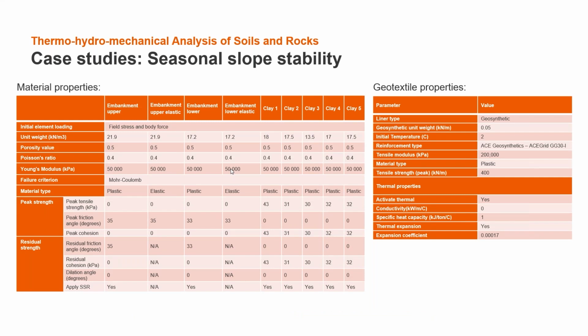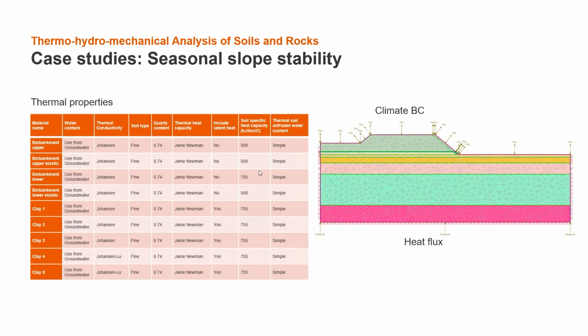And here are the materials used in the simulation, and it's quite simple. There's nothing fancy, just a regular Mohr-Coulomb with no softening behaviors. The geotextile has a tensile strength of 400 kilonewtons per meter, and an expansion coefficient of 1.7E-4. The thermal properties were chosen at the typical values for clay soil.